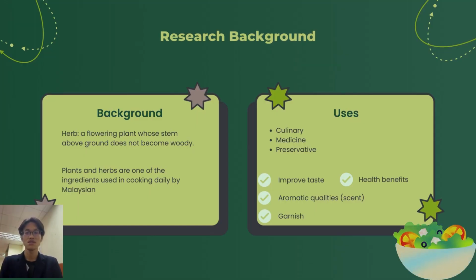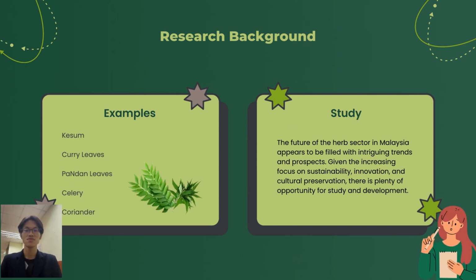This is the research background. First, herb is a flowering plant whose stem above ground does not become woody. Plants and herbs are one of the ingredients used in cooking daily by Malaysians. The uses of herbs consist of culinary, medicine, and acts as a preservative. Herbs improve taste of overall dish. It has aromatic qualities, which is a nice scent, and it can be a garnish. It also has several health benefits. Examples of herbs commonly found in Malaysia are daun kesum, curry leaves, pandan leaves, celery, and coriander. This study is important because herb in Malaysia appears to be filled with intriguing trends and prospects.